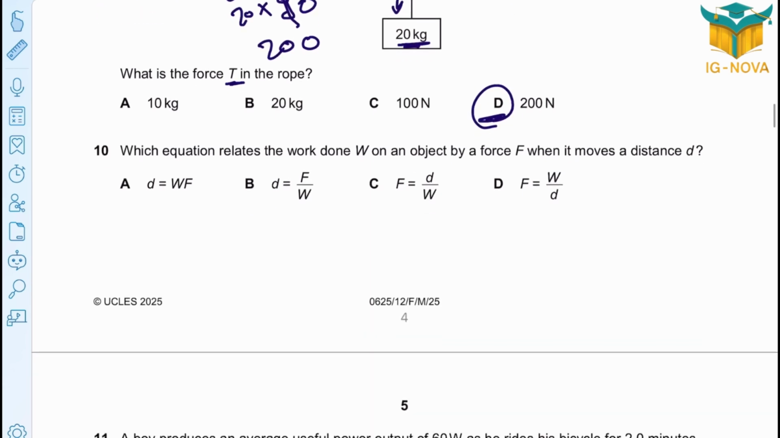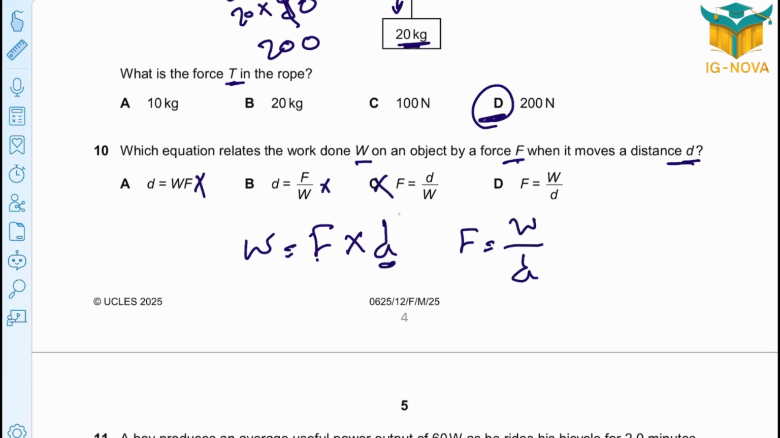Question 10. Which equation relates the work done, W, on an object by a force F when it moves a distance D? The work done equals force times distance. So A, D equals W times F, surely no. B, D equals F over W, surely no. C, F equals W over D, so C is also not correct. Only D is the correct option.